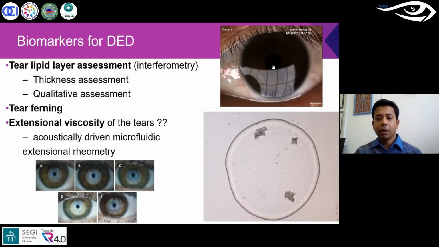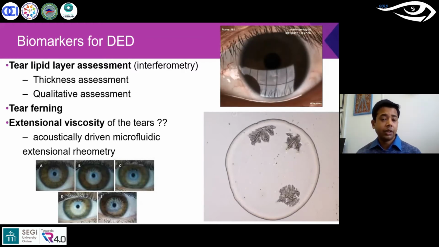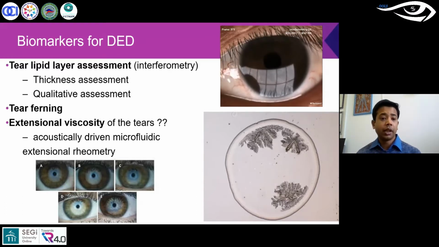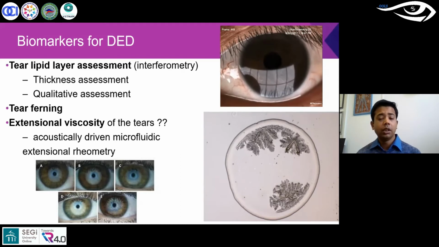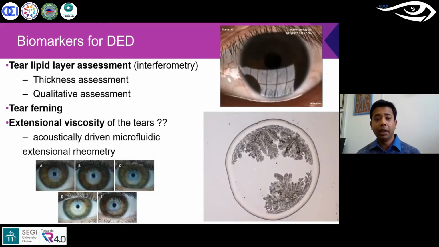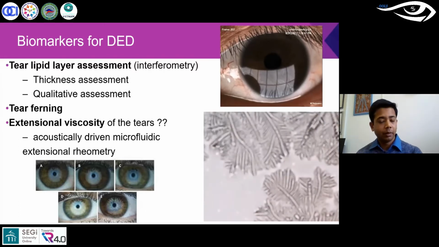Now, for the other biomarkers, we can look at the tear lipid layer. There are various instruments available, and as time permits, I'm not going into detail today for this lecture. At least there are instruments like LipidView, which can measure the lipid layer thickness and does really well. There are various qualitative assessments of how the lipid layer is. It's a meshwork, an open meshwork, or a Guillon lipid layer tear film assessment.